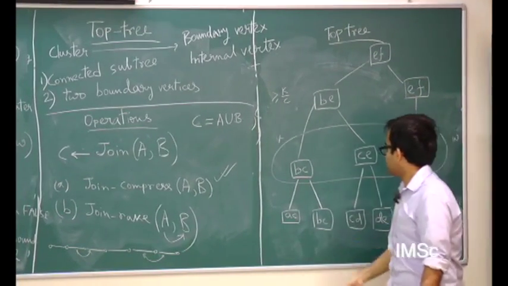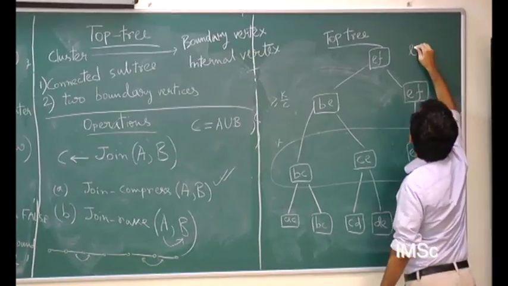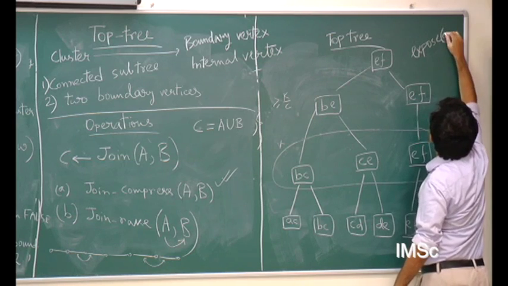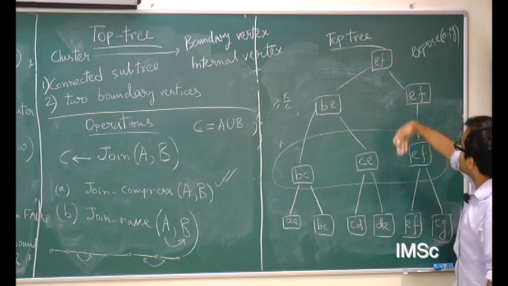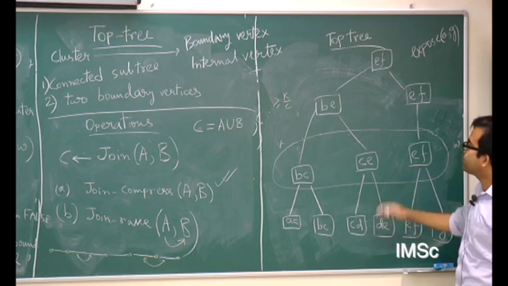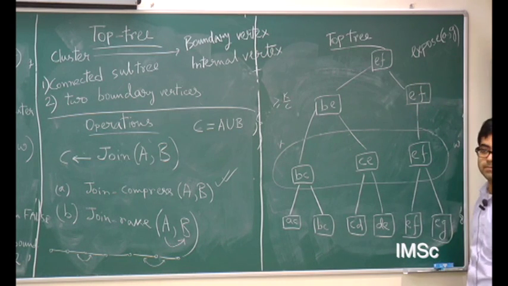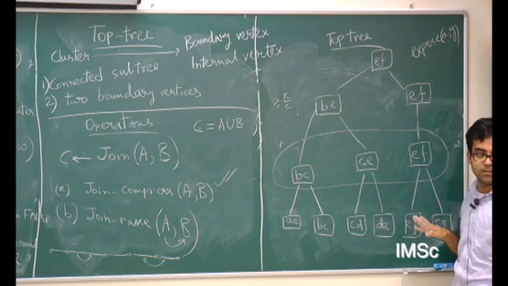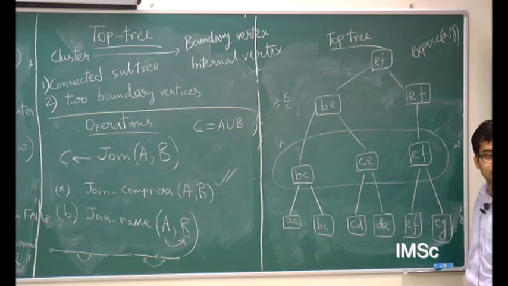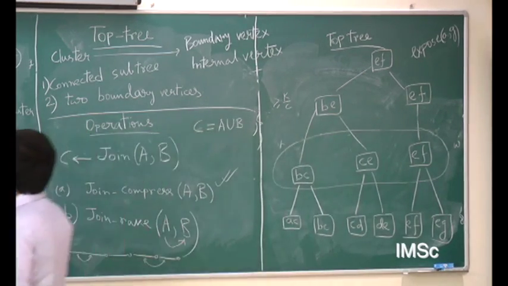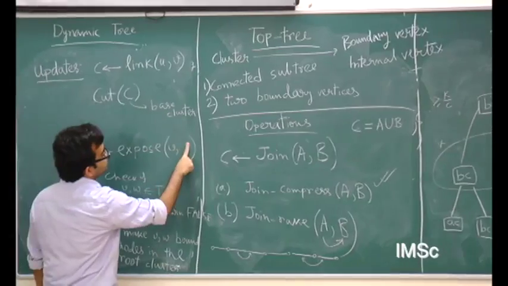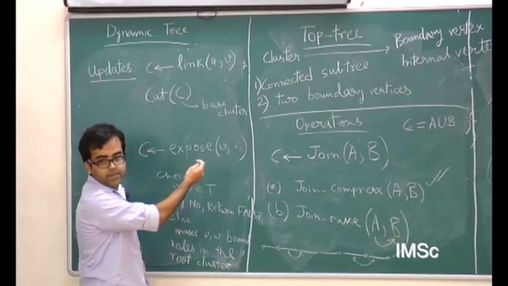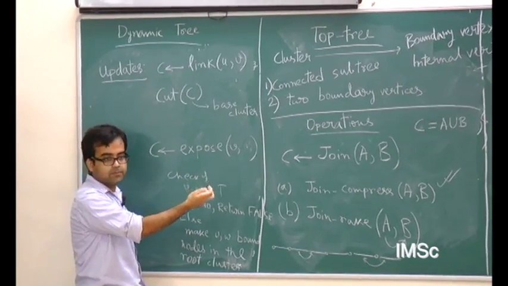Expose V comma W, I mean you can just ask here, expose A and G. It's just going to rearrange this entire tree and ensure that at the root cluster A and G are the boundary vertices. And it is going to do that in log n time. Each of these operations, it is going to do that in log n time. You just assume that this can be done. And we can also call, I'm not going to write it down, expose V comma dot. It will just ensure that V is one boundary vertex of the root cluster of that top tree. That's it.